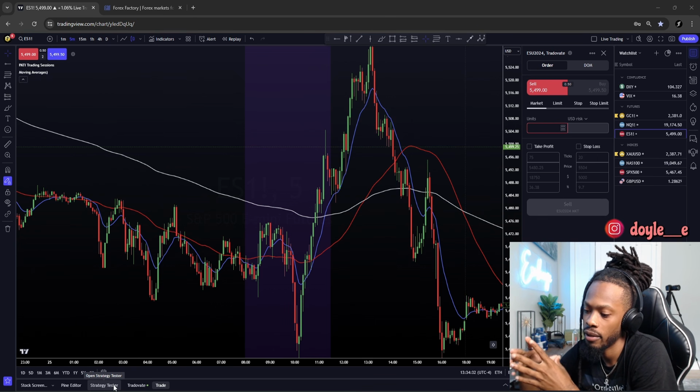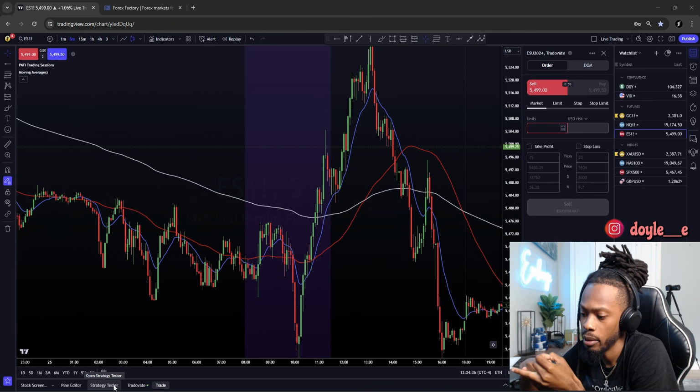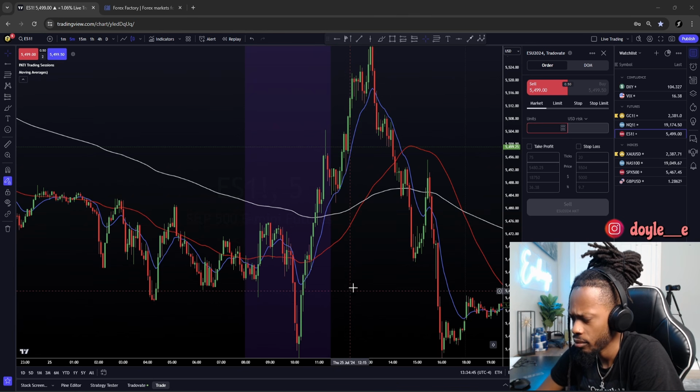I currently use Tradovate. I know TradeStation will let you trade on TradingView, AMP, Interactive Brokers. Like it's a few brokers that will allow you to trade on TradingView. But let's get into it now.